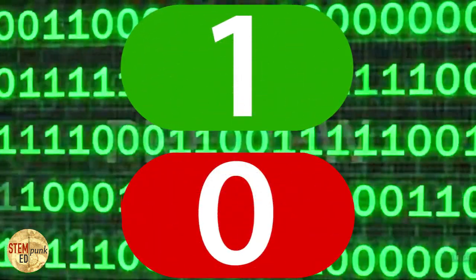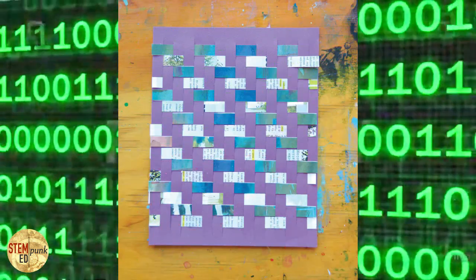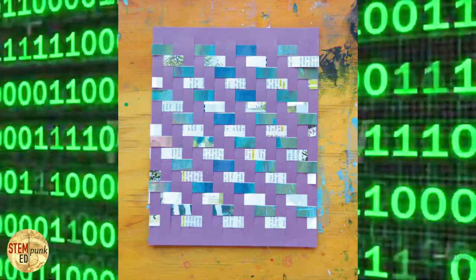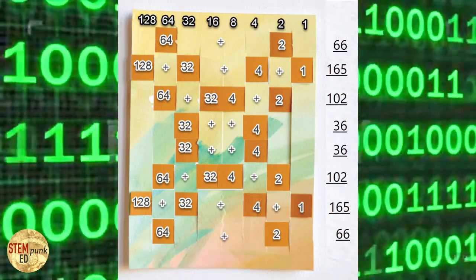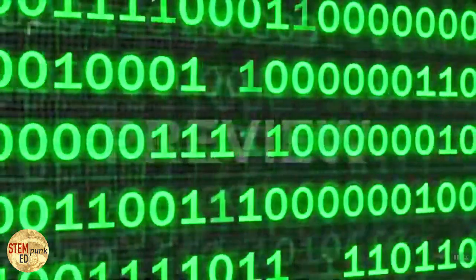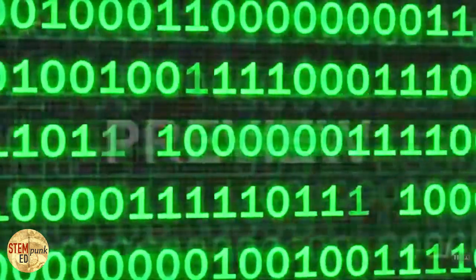I hope you have fun using Learning Beautiful's binary weaving activity, and that my modified materials for teaching binary to decimal conversions are useful. Well, that's about it for the important information in this video.